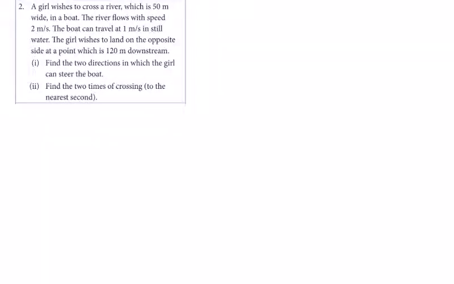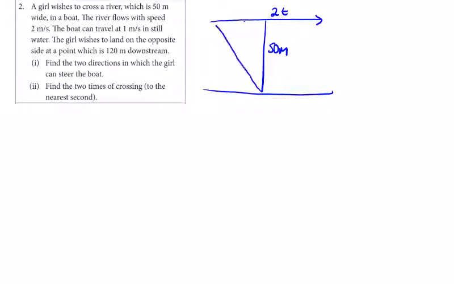Question 2 here with this T method. A girl wishes to cross the river 50 meters wide in a boat. So here's my riverbank. It flows at 2t. The river is 50 meters wide. Here's my other riverbank. And the boat can travel at 1 meter a second in still water going in this direction or the other direction.